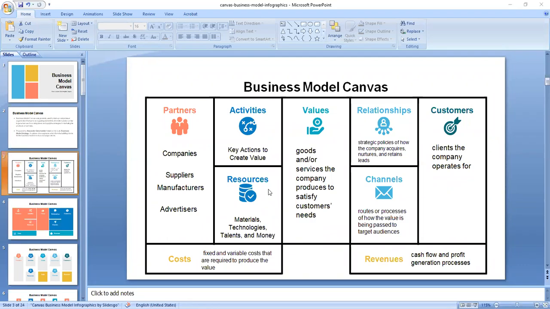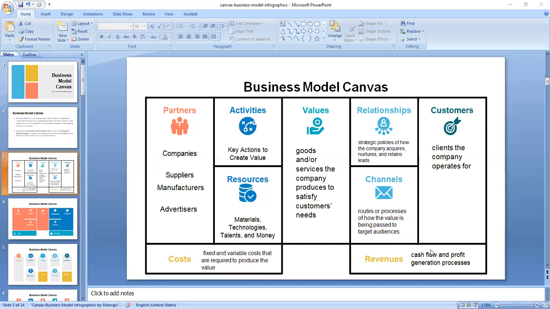Now below this 1, 2, 3, 7 key elements, you have the cost that you need to take into consideration. And of course, opposite the cost would be the revenues. So when we speak of the cost, there are fixed and variable costs that are required to produce the value. The value that you are proposing will, of course, have cost. And you have to consider that, the fixed and the variable cost.